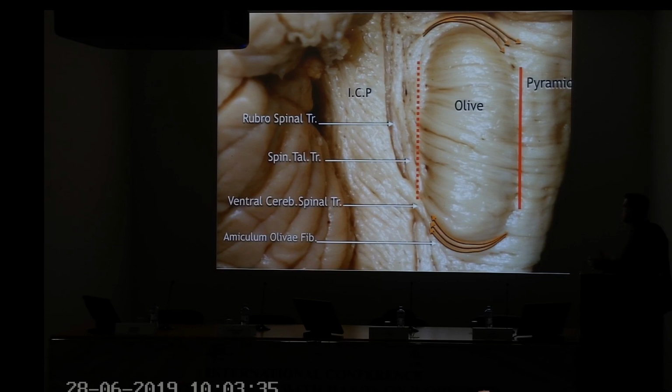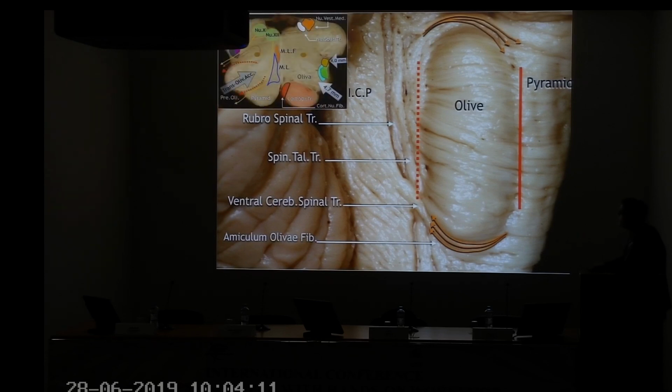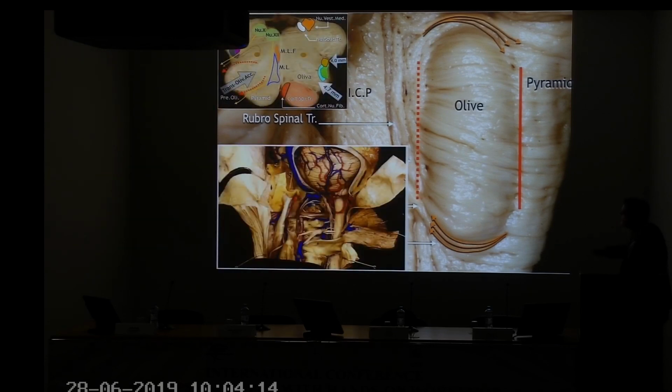We can discuss this point. You can access through the middle side; the name is transolivar approach or preolivar approach. But in this approach, you must be careful with this structure, the pyramid, the corticospinal. If you make a cut here, if you push here, you damage the corticospinal tract. If you enter here in the middle zone of the lip, you don't damage the pyramid. If you enter here, you can damage the rubrospinal and the spinothalamic tract behind. No more. And this is the inferior cerebellar peduncle. Okay, it's no matter. The access to this area for this approach is schematic.